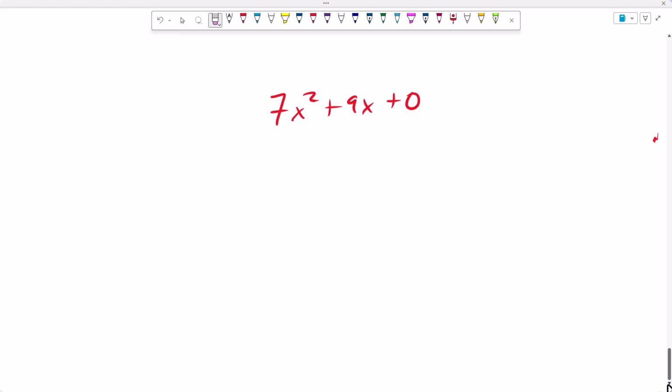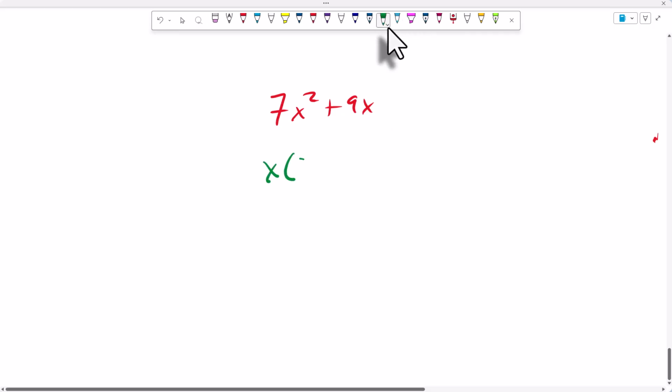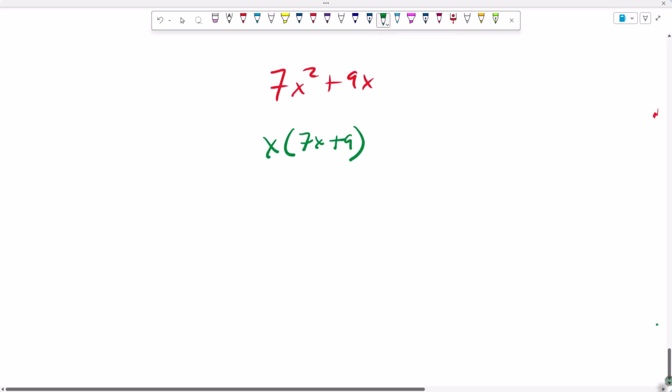Okay. This one's way easier. We have a common factor. What's the common factor? X. You're done. Okay. So if it's a quadratic binomial missing the constant term, it just means it has a common factor we can factor out. Okay. Try this one.